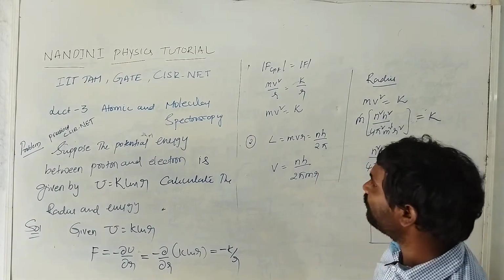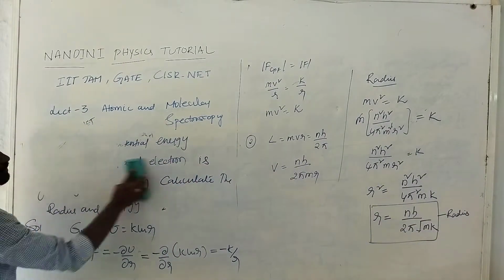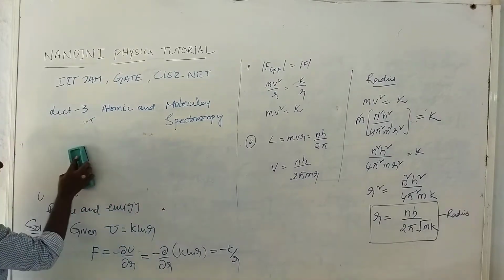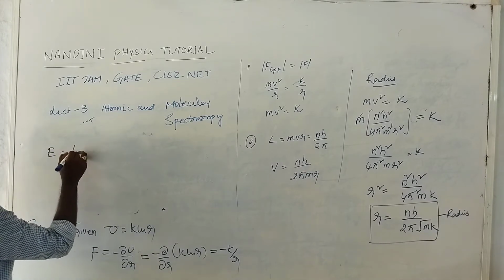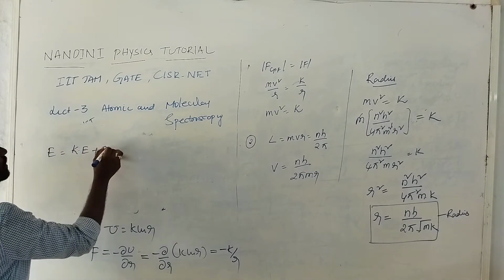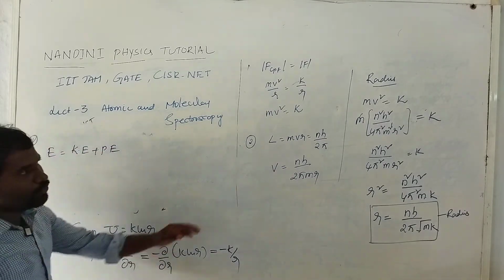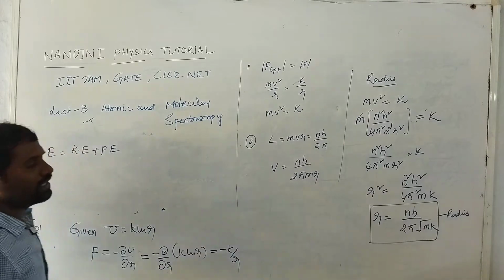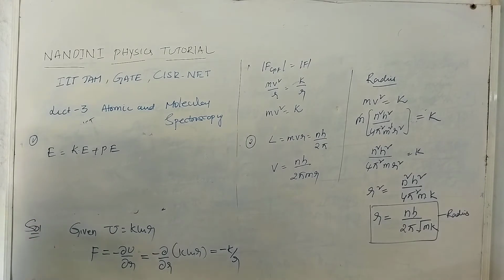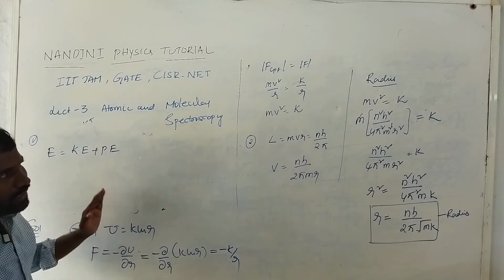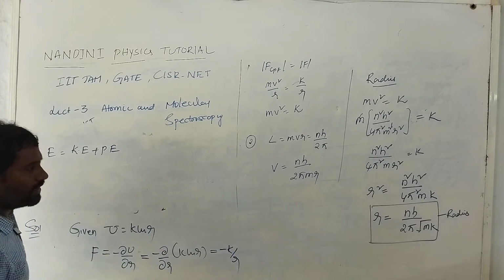Now we want to find out the energy. The energy is nothing but kinetic energy plus potential energy. This is the second part; the first part I used angular momentum to find the radius value. Directly also you can substitute the radius value, no problem, but I am not doing like that. I am doing it the simple way, using the angular momentum concept to find the radius value.